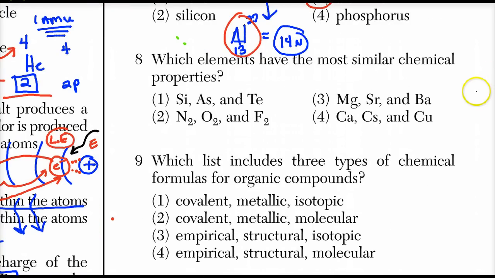Number 8. Which elements have the most similar chemical properties? Now, if you've got similar chemical properties, this screams to me valence electrons, because Mendeleev, the Russian who put the periodic table together, although there were many people who did that, he got the credit for it because of, I think, publishing first. But in any case, he didn't know anything about electrons or protons. All he knew was about properties, and he saw properties repeating themselves.